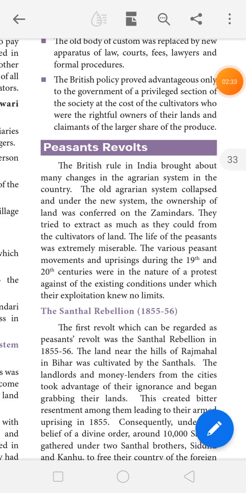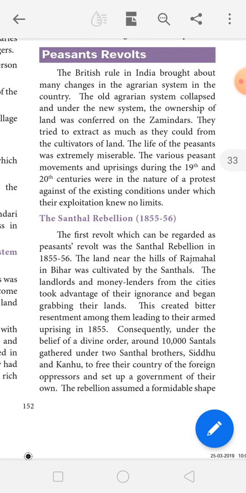Therefore the British government's conditions and rules benefited only the government and the zamindars. So after that, the Santal rebellion. So Santal is one group of people. That is a name, people's name. So the first revolt, which can be regarded as a peasants' revolt, was the Santal rebellion in 1855 to 56.